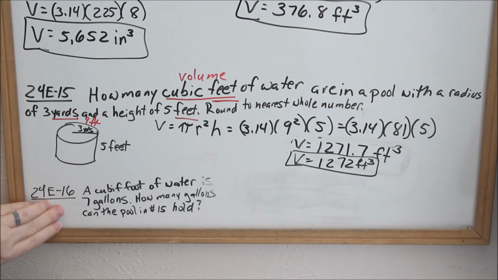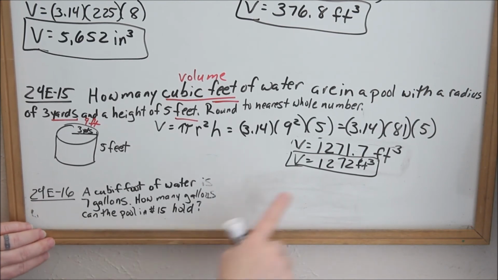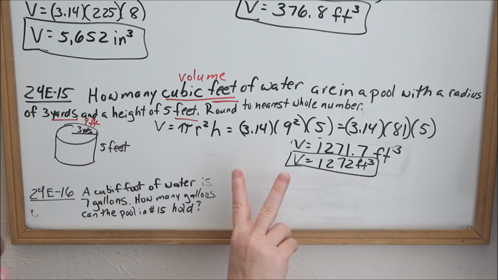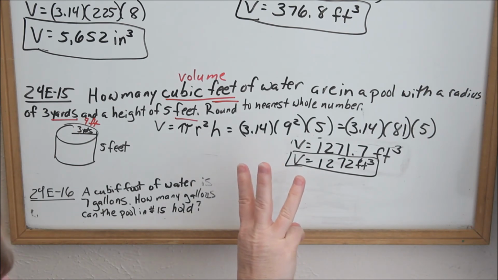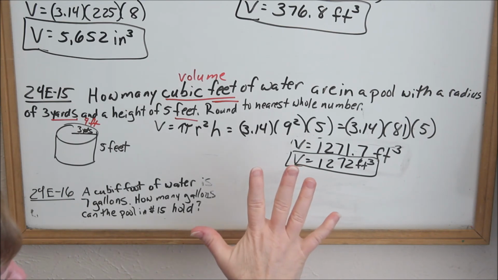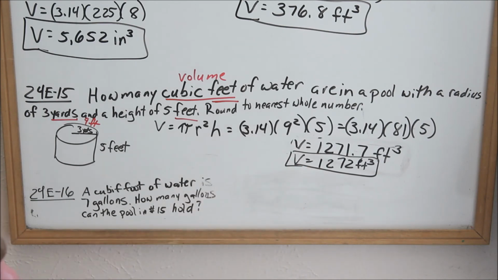So now look at problem number 16. Number 16 says 1 cubic foot of water is 7 gallons. How many gallons can the pool in number 15 hold? Well, 1 cubic foot is 7 gallons. So we have 1,272 cubic feet. So the first cubic foot is 7 gallons. The second cubic foot is 7 gallons. The third cubic foot is 7 gallons. The fourth cubic foot, and all the way on. If I could do 1,272 of my fingers, every one of those 1,272 cubic feet is 7 gallons of water.